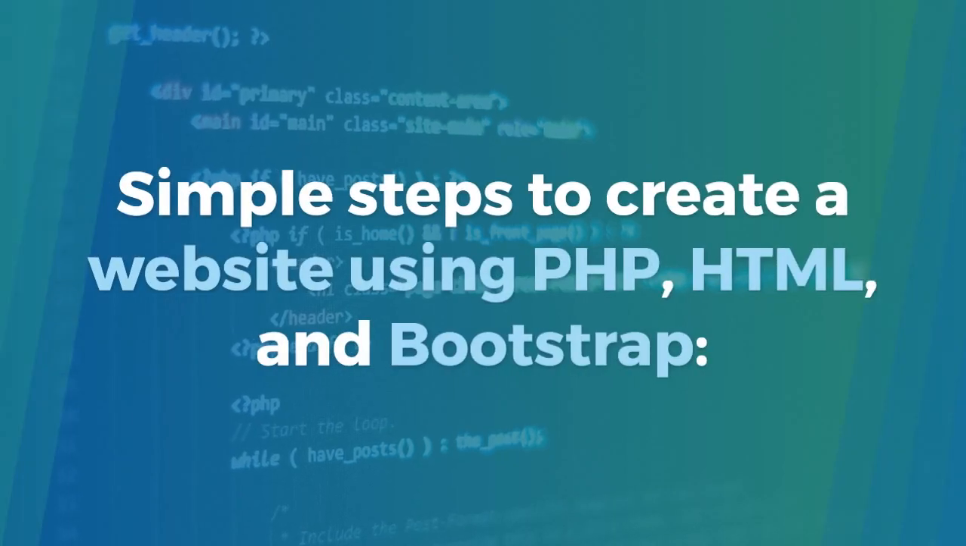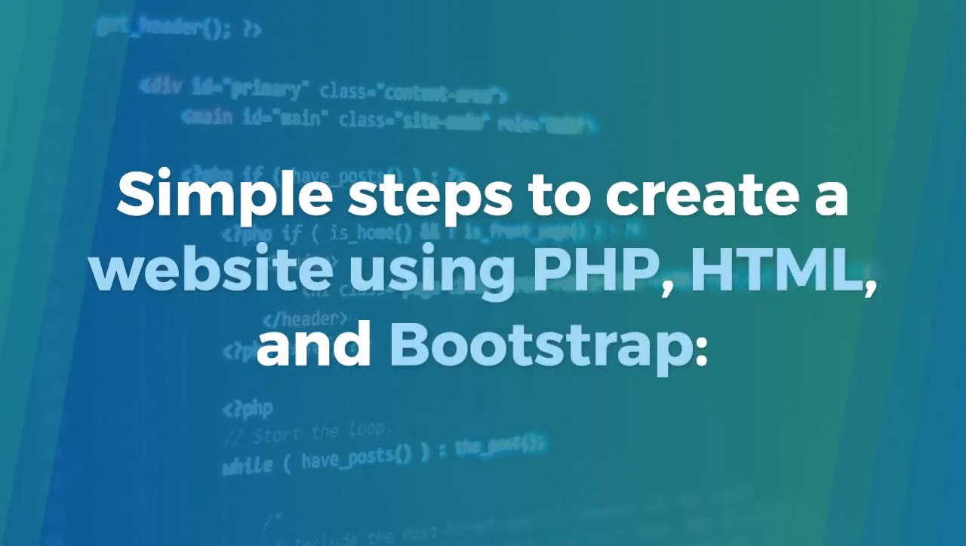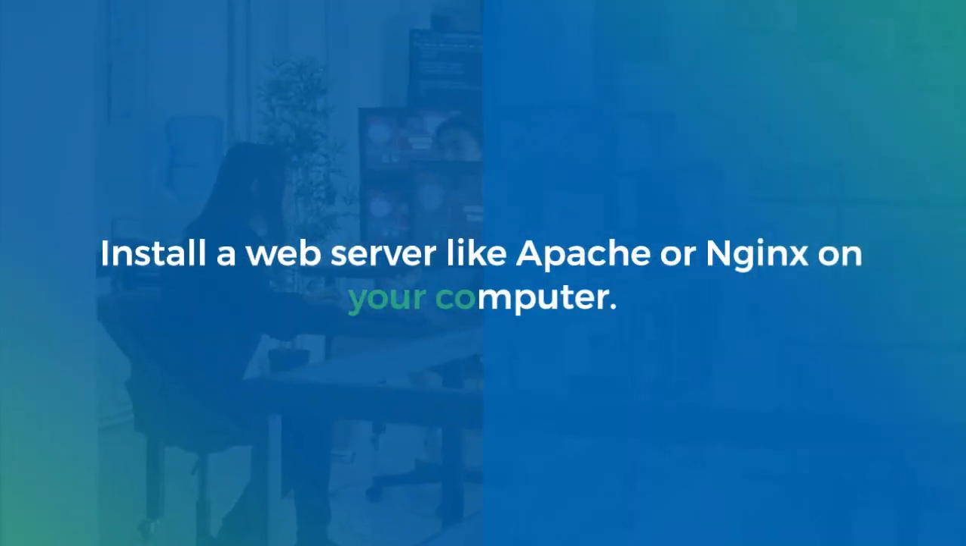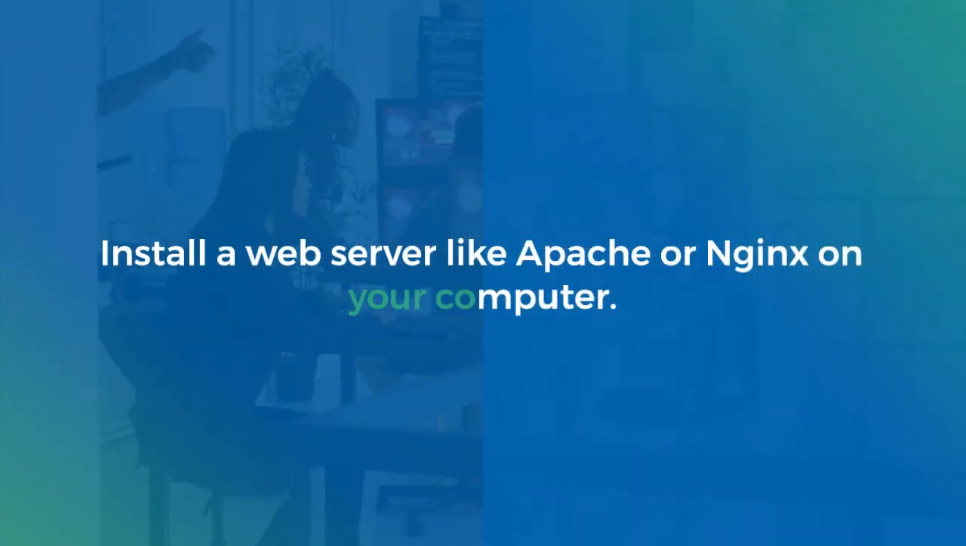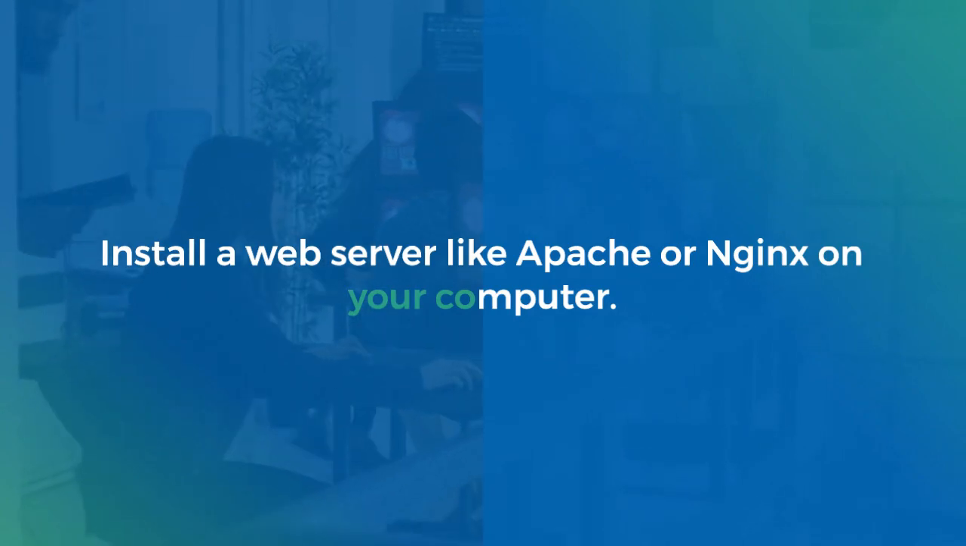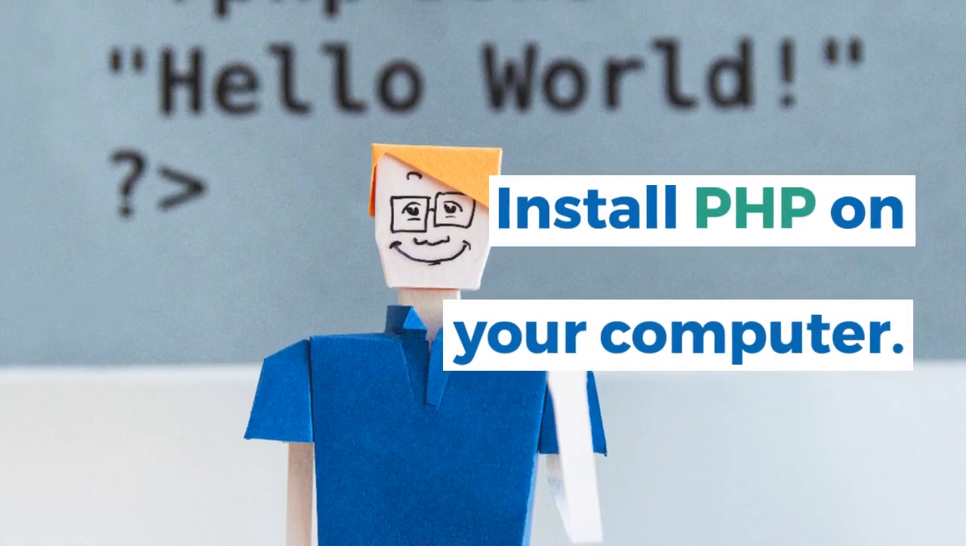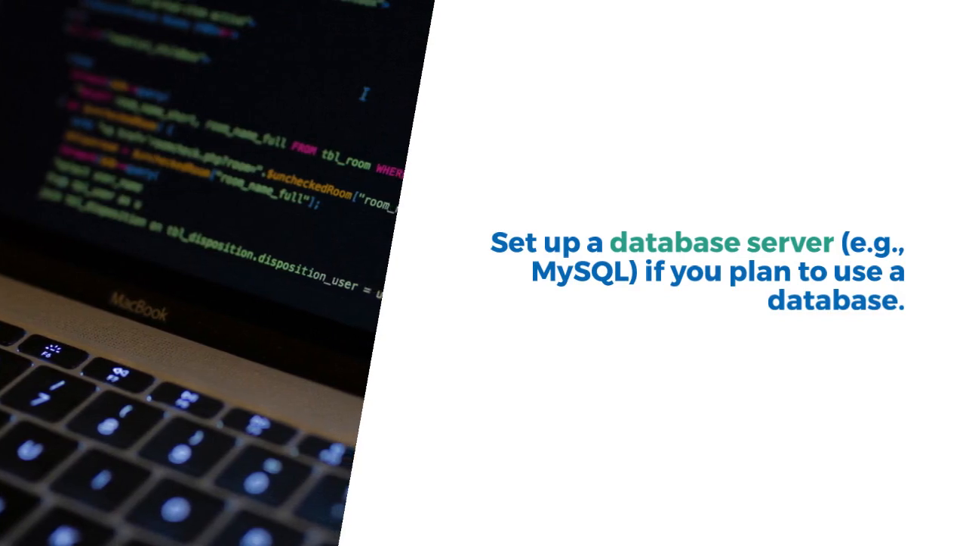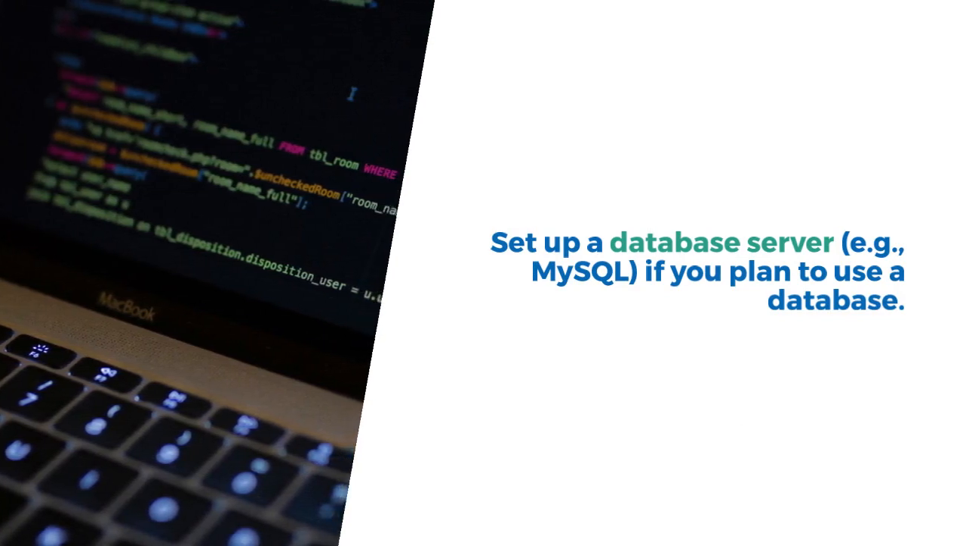Simple steps to create a website using PHP, HTML, and Bootstrap. Step 1. Set up your development environment. Install a web server like Apache or Nginx on your computer. Install PHP on your computer. Set up a database server, for example, MySQL, if you plan to use a database.